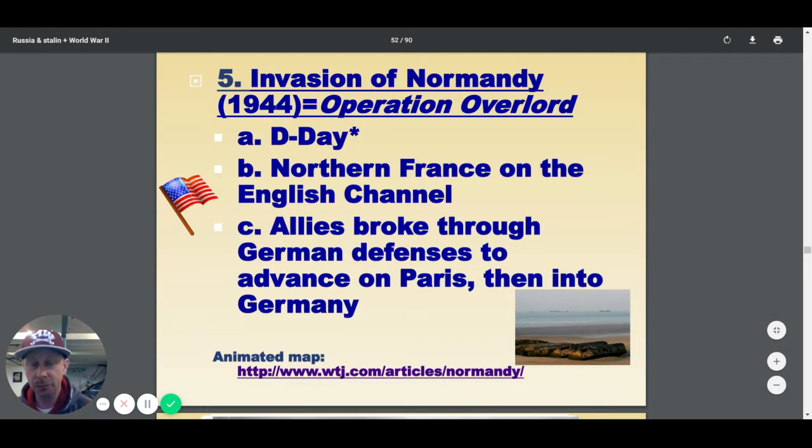So, first things first, they're going to try to get France back from Nazi takeover here. The Nazis had taken over France, and now they're trying to get in there and get France back, and then ultimately push into Germany and knock the Nazis out of World War II and bring the world back into normalcy.